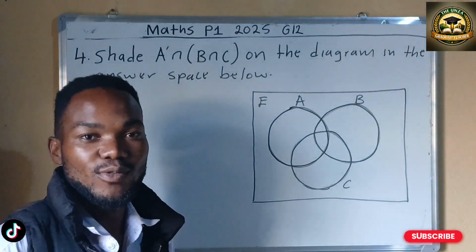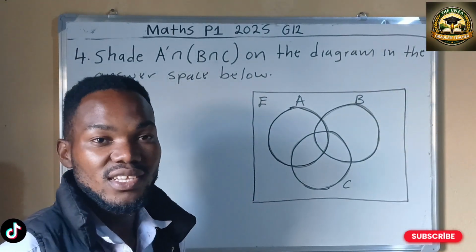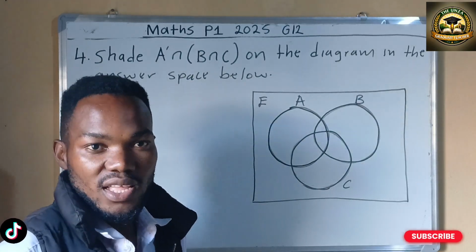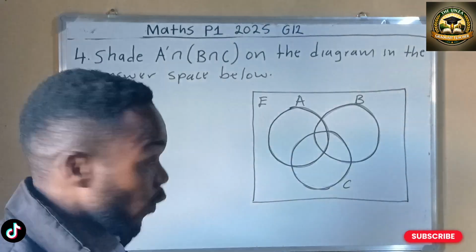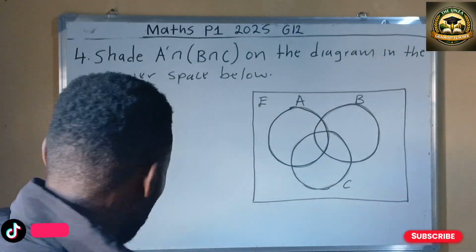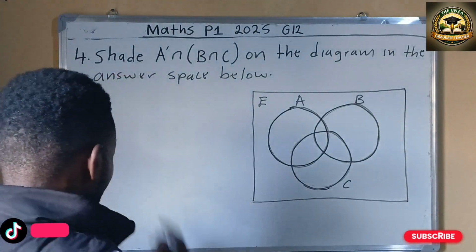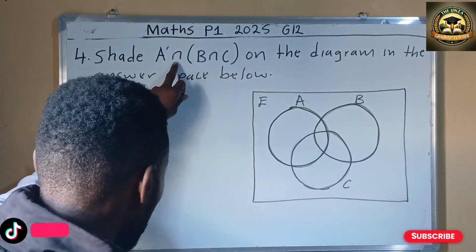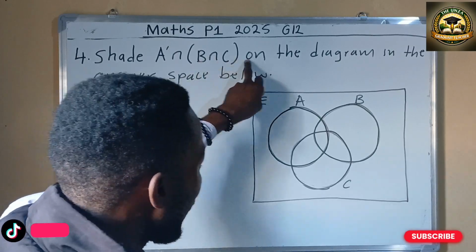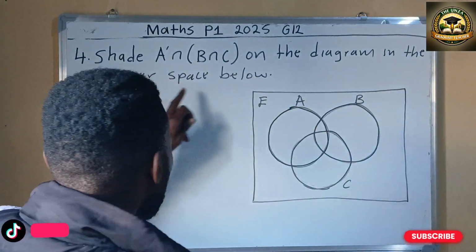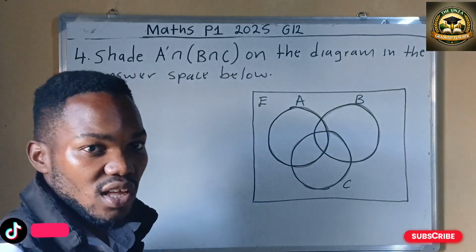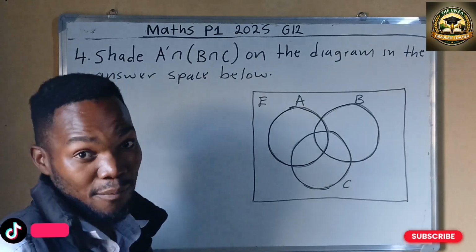In today's lesson, guys, we are looking at a question which came in last year's exams, 2025 Maths Paper 1, question 4, which was a set question. So let us look at the question. The question was saying, shade A complement intersection, open bracket B intersection C close bracket, on the diagram in the answer space below. So when you are given such a question, you must always come up with a format.